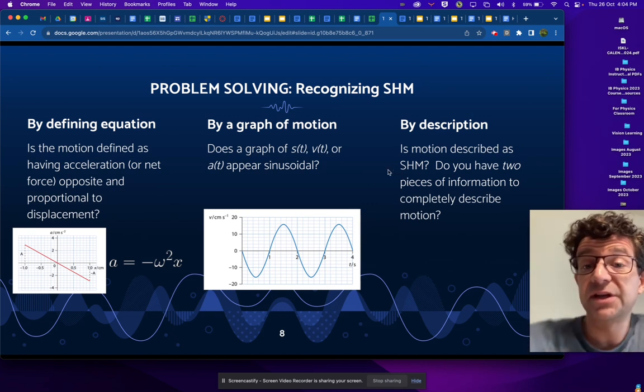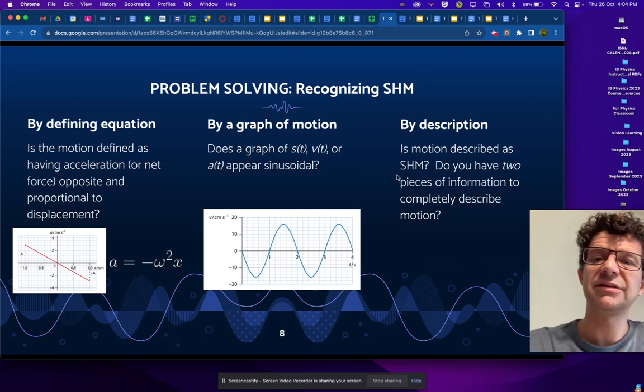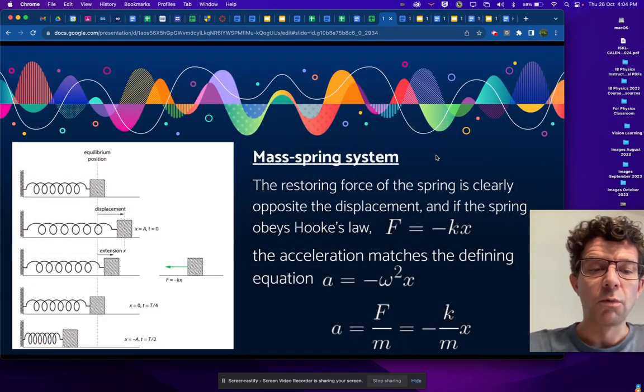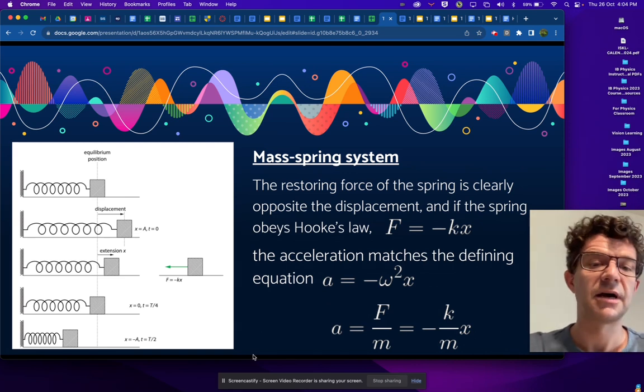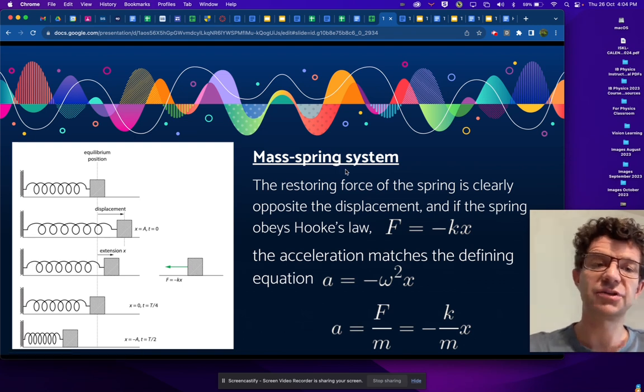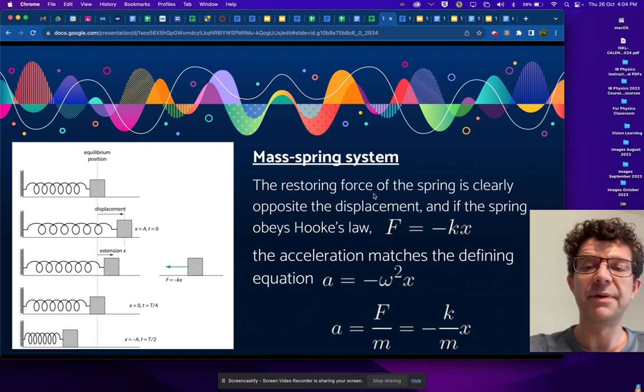And then there might also be just a description of simple harmonic motion. And you really just have to ask yourself, do you have two pieces of information that can help you completely describe the motion? When we start taking a look at specific systems, we can take a look first at the mass spring system. There's a nice link here to a PhET simulation that you can play around with, but I just want to look at the equations quickly.